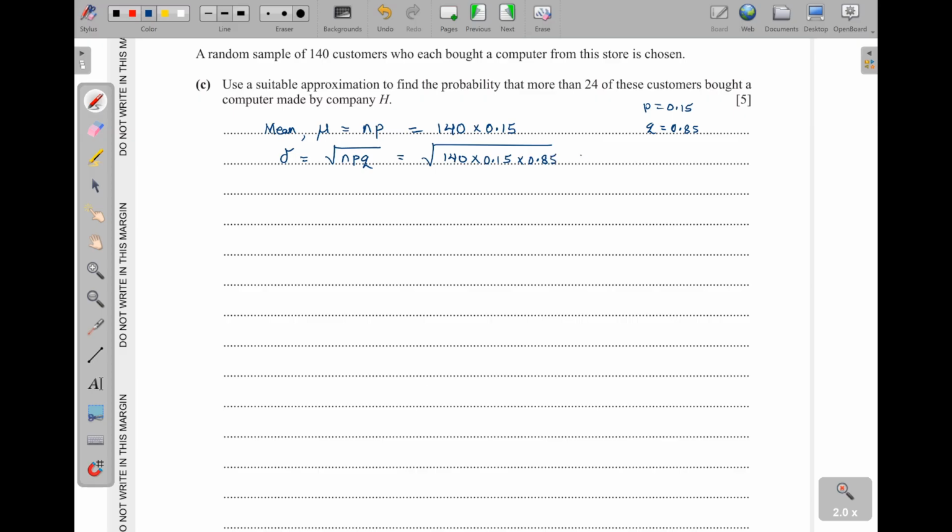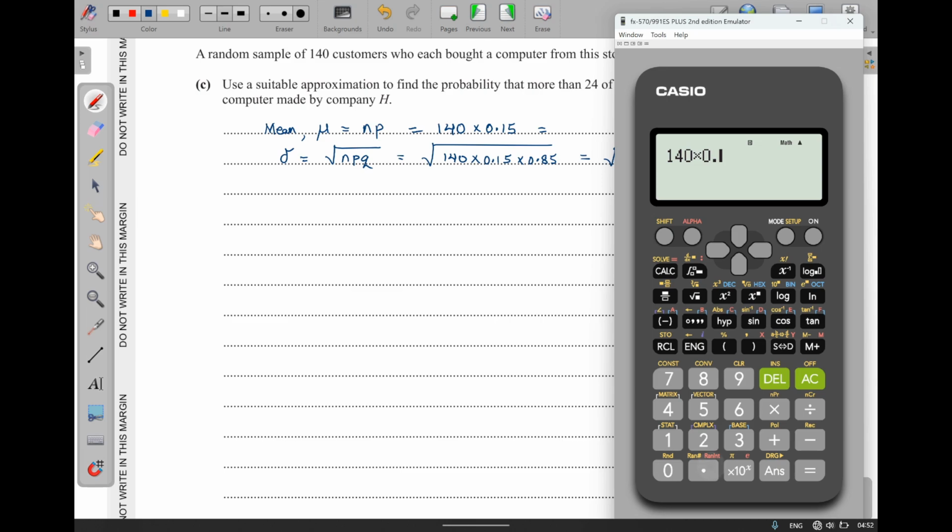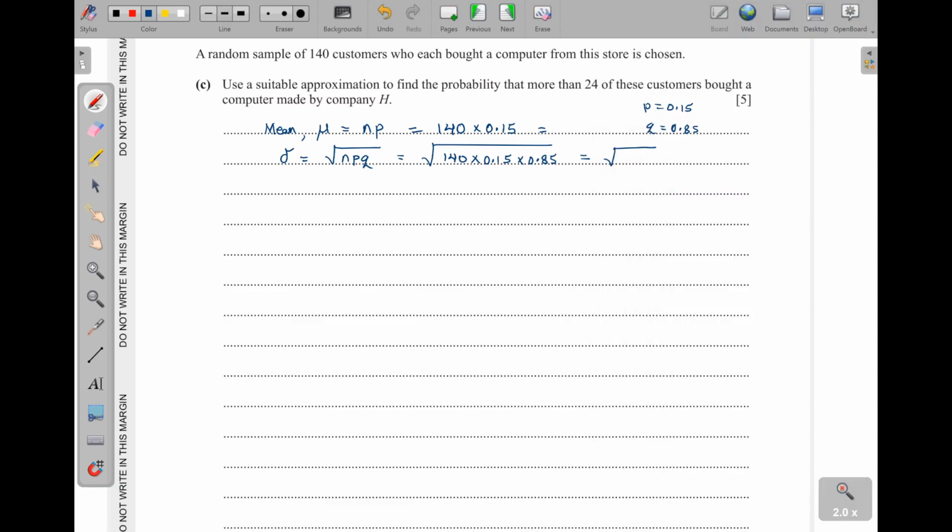So what do we get here? This one, I'm going to leave it in a square root. Okay, I always use 140 times 0.15. This one gives us 21, and then 140 times 0.15, then times 0.85. This one gives us 17.85. So I'll come here and I say 17.85, and then this one is 21. Then another thing we need to do is to carry out continuity corrections.